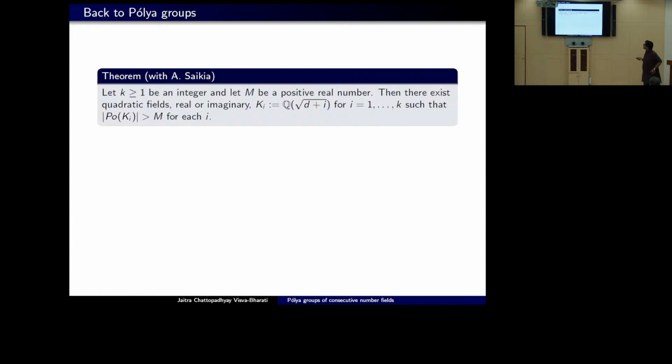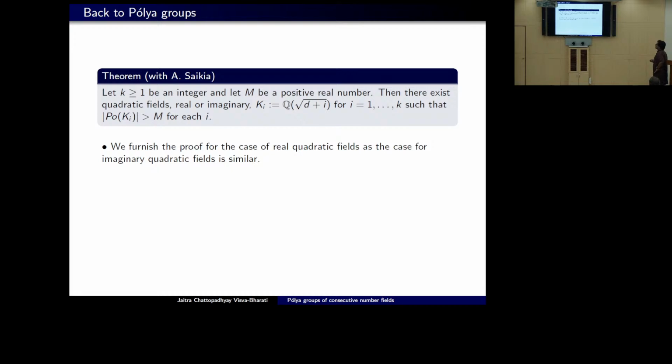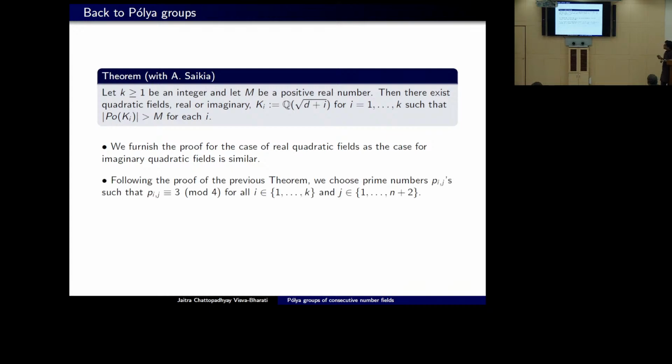So let us come back to these Pólya groups. This theorem says that for any integer k bigger than or equal to 1 and m a real number, there exist infinitely many quadratic fields whose Pólya group has order bigger than or equal to m. Earlier we had a result on class number. Now the question is, what about its subgroup? The technique is almost the same. So we have to consider these quadratic fields and take care of the size of the Pólya group of a quadratic field.